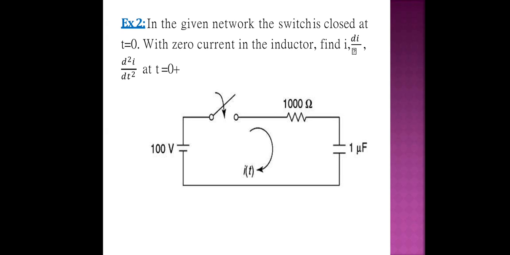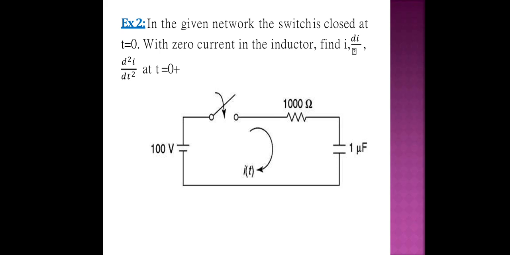Now the second example. In the given network the switch is closed at t equal to 0 with a 0 current in the capacitor. Find the I, di by dt, d square I by dt square. Previously we had an inductor, now we have a capacitor, so the conditions will be a little bit different. At this point you need to find the I value, the di by dt, and the d square I by dt square.